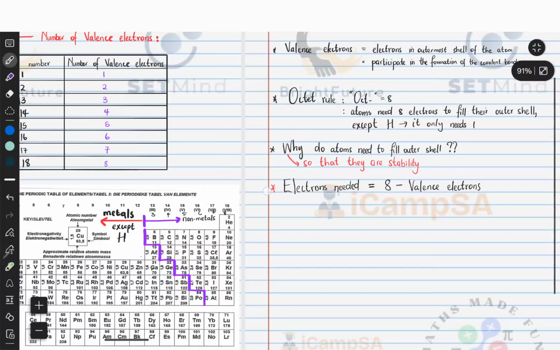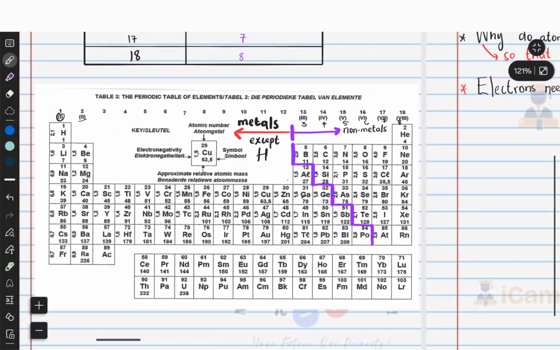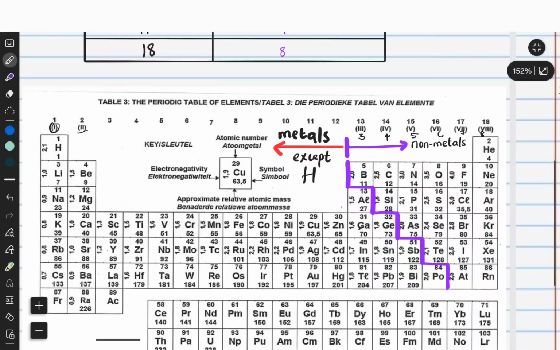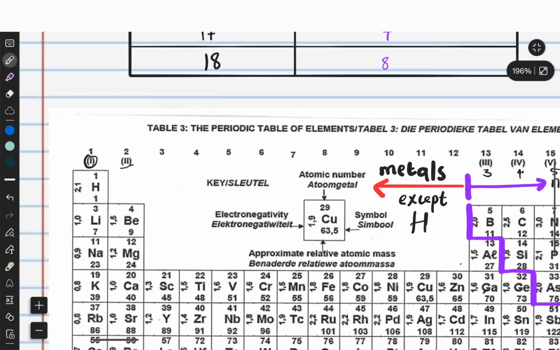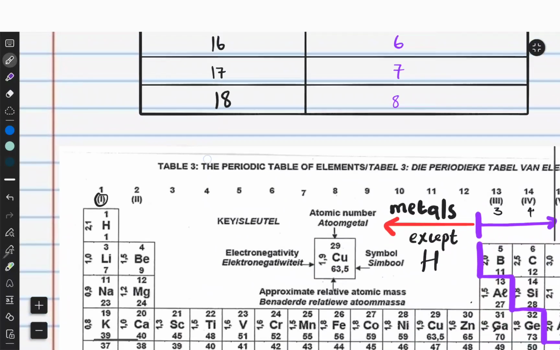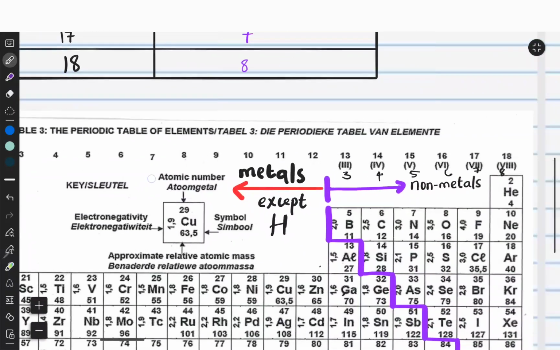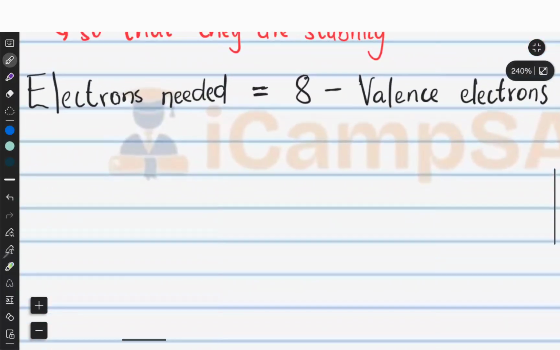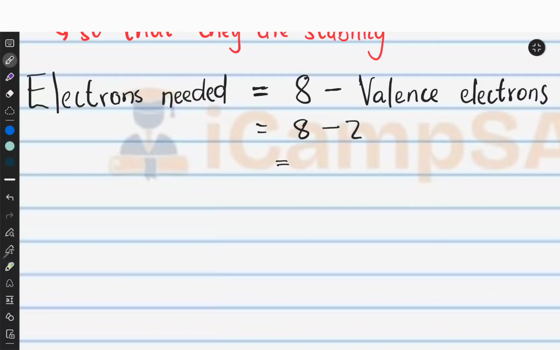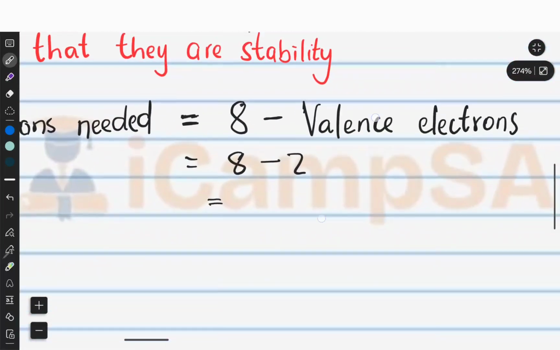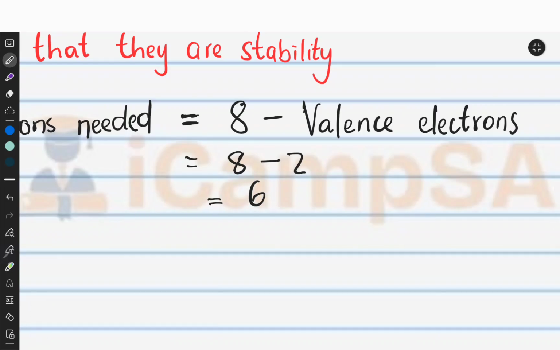So if we go to group 2, for instance, where we have a valence number of 2, which means there are 2 valence electrons there, then how many do we need? We would say 8 minus 2. That means every atom in group 2 will need exactly 6 electrons for them to fill their outer shell.